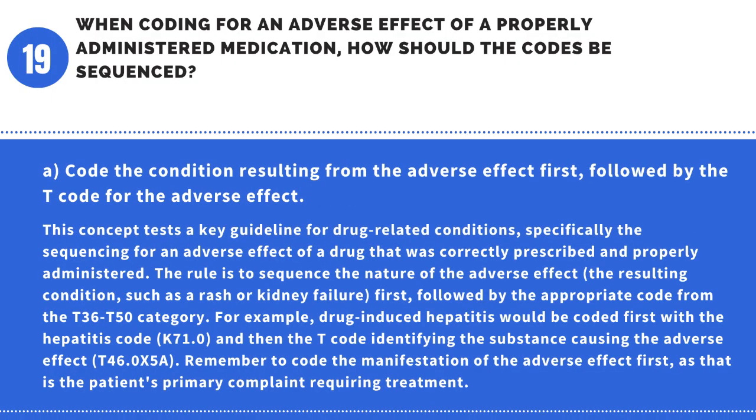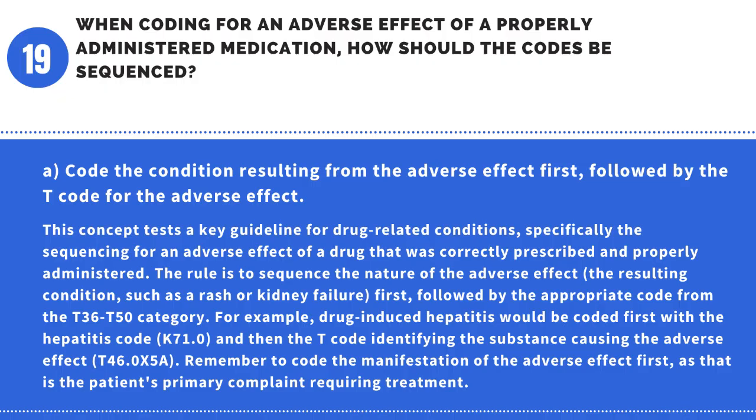Answer A. Code the condition resulting from the adverse effect first, followed by the T code for the adverse effect. This concept tests a key guideline for drug-related conditions, specifically the sequencing for an adverse effect of a drug that was correctly prescribed and properly administered. The rule is to sequence the nature of the adverse effect, the resulting condition, such as a rash or kidney failure, first, followed by the appropriate code from the T36 to T50 category.